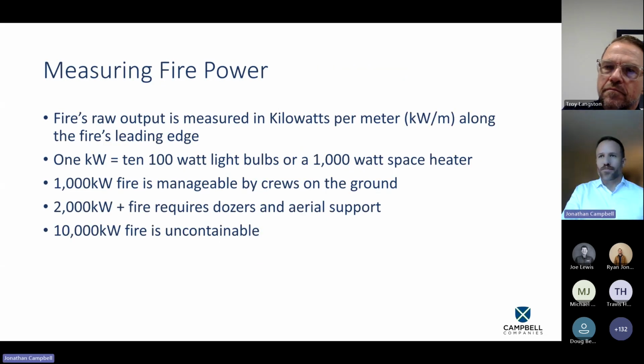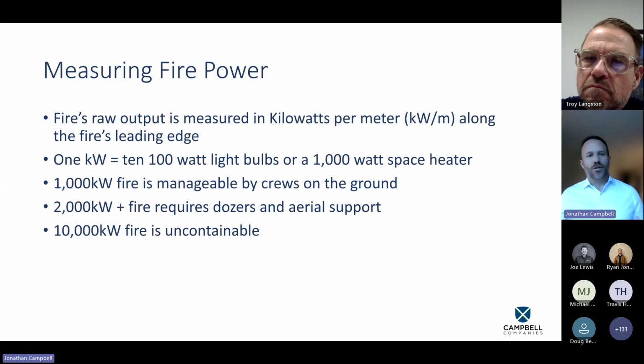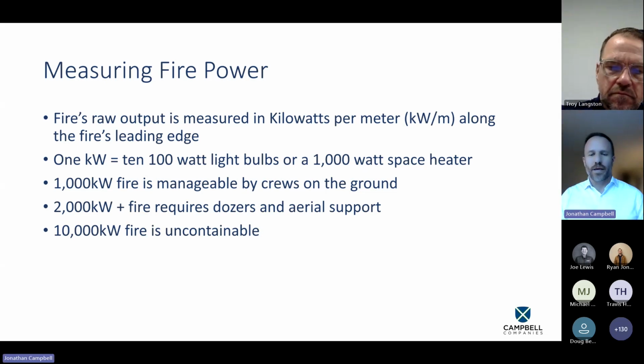Another thing to look at is the power of fire. And so when you look at fire's raw output, it's measured in kilowatts per meter along the fire's leading edge. So for every meter, it's how many kilowatts of power is it putting out. So 1 kilowatt is comparable to 10 100-watt bulbs or a 1,000-watt space heater. Okay. Now, a 1,000 kilowatt fire is manageable by crews on the ground. The guys that you see hauling the chainsaws, the shovels, the picks, they can typically manage a 1,000 kilowatt fire.